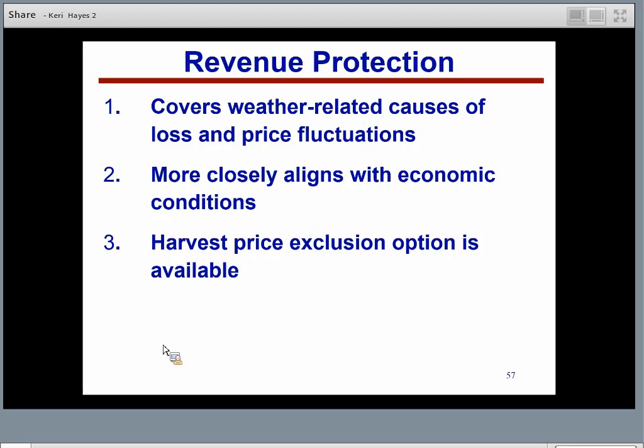And they had this harvest price, and they've changed the wording on it. It's not harvest price exclusion. It's now included in the revenue protection product, and we'll talk about how that works. But that also makes it a nice product. You can exclude from it, but most people do not exclude from the harvest price component.